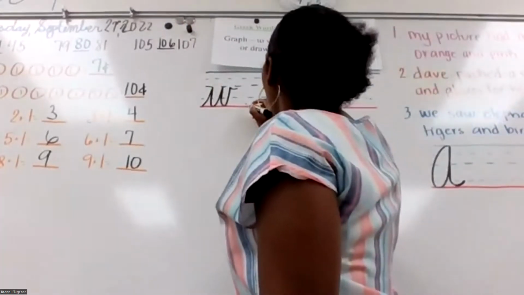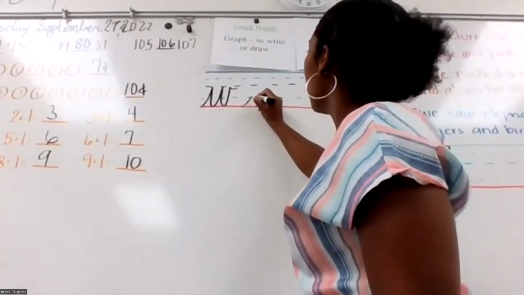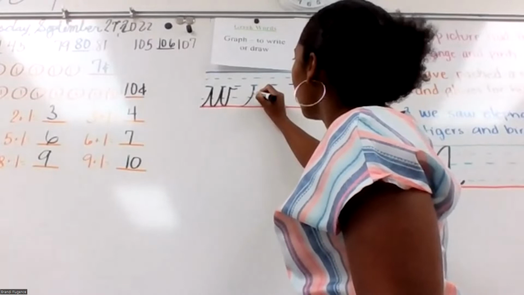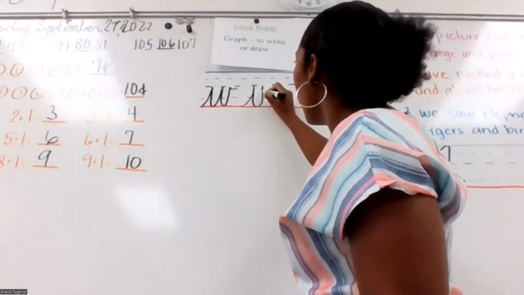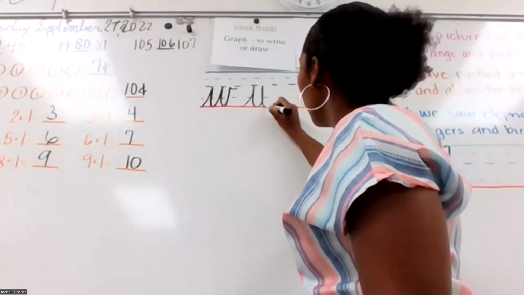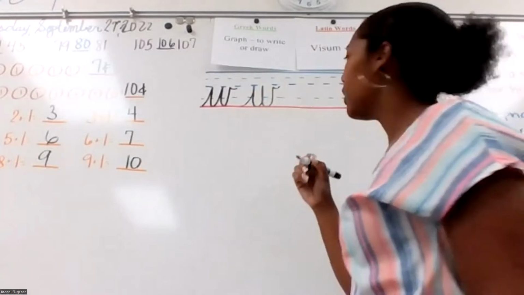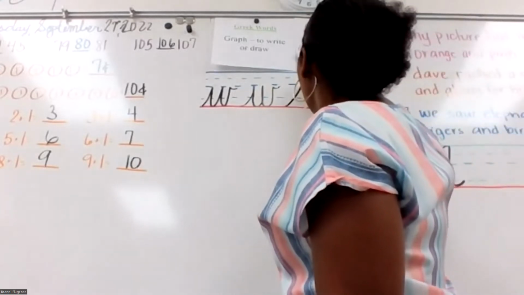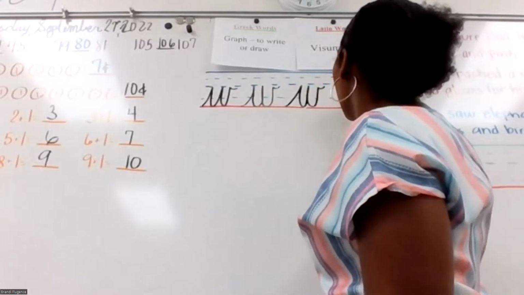Anyway, W starts here on the red line. First thing you do is curve up to your middle line. You go back down that same line. You do one hump up to the middle, down. Make sure you're touching your red line, up. Then you kick it out, which is your connector. Again, down.